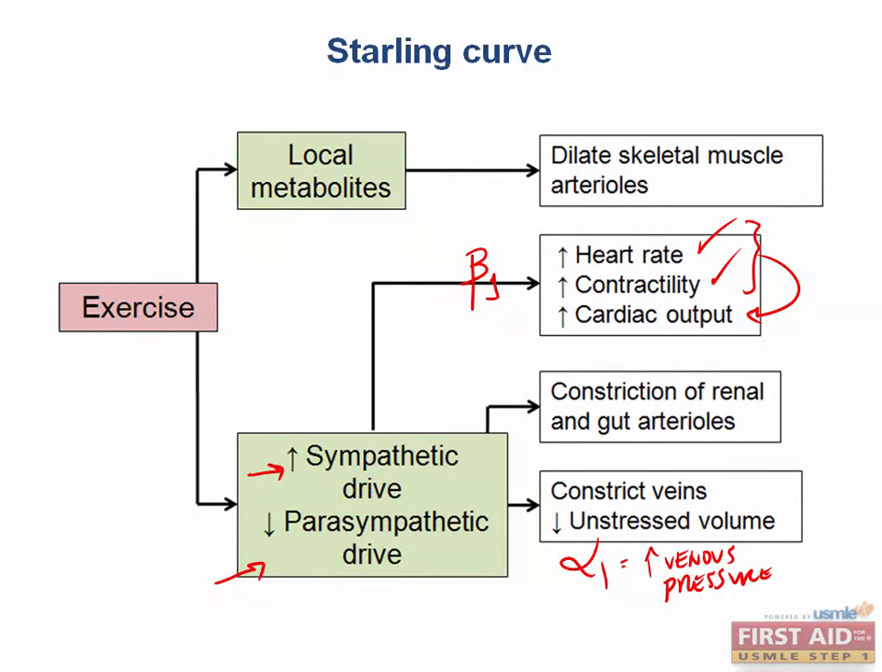Now, what about the inhibition of the parasympathetic nervous system? It prevents unnecessary blood flow to the renal and gut arterioles because we want our muscle, heart, and brain to have the increased oxygen supply, not kidneys and the splanchnic circulation. Now, what about the local metabolites? What's going to happen in the muscle itself?